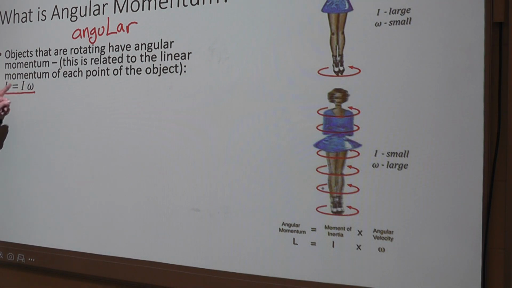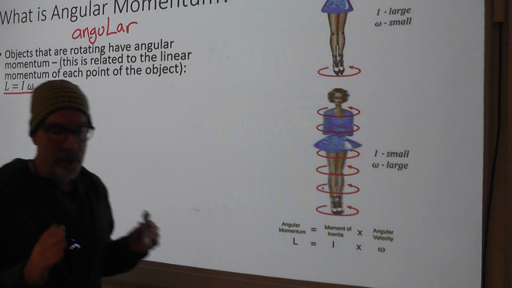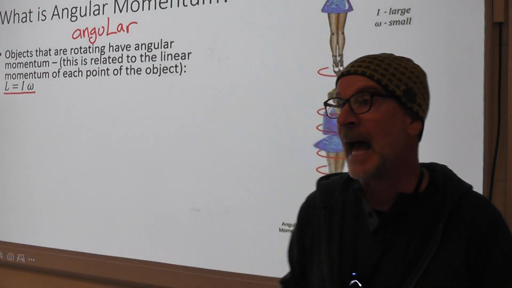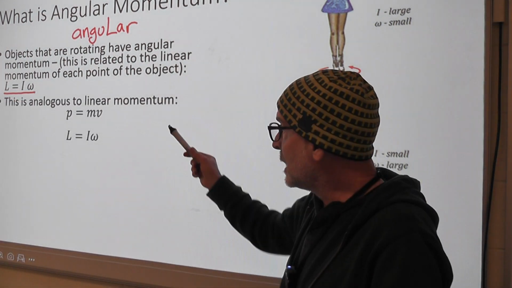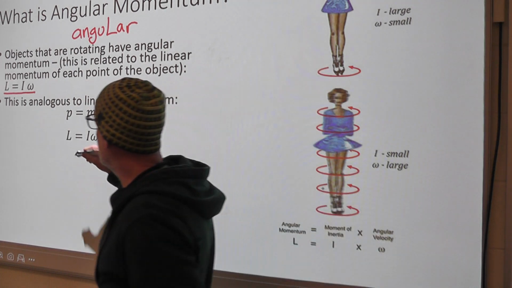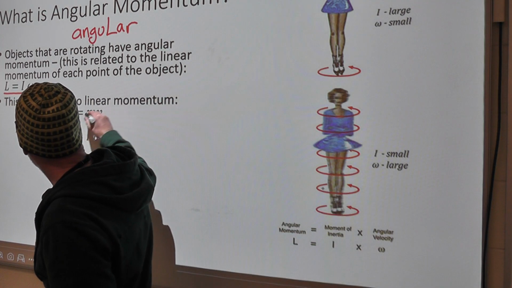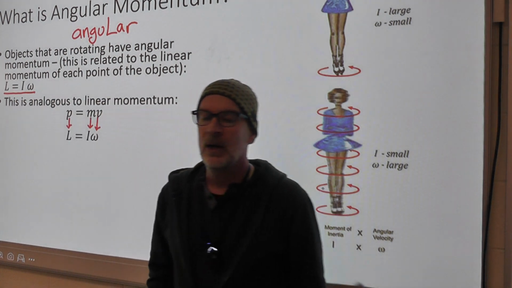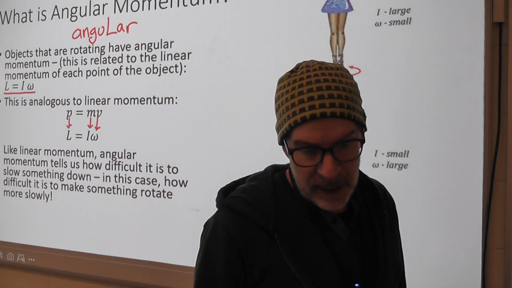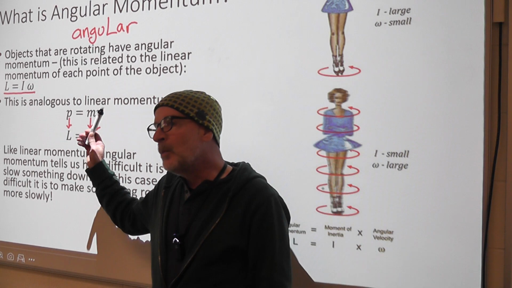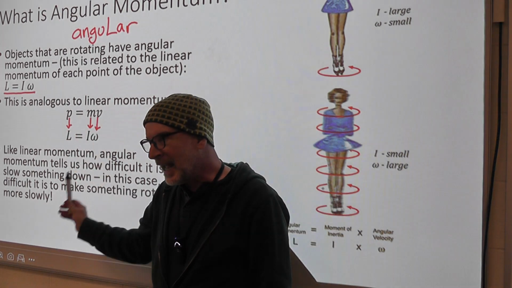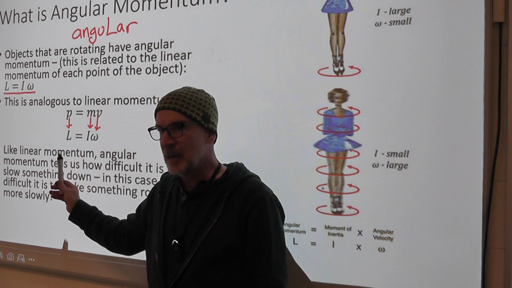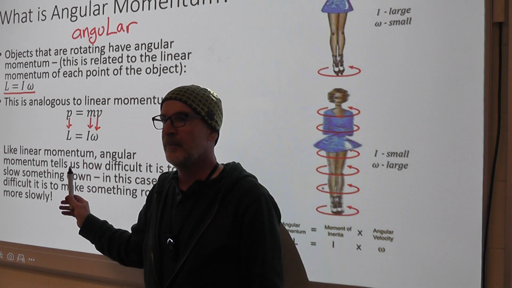And that's going to be equal to I, moment of inertia, times omega, angular velocity. And we'll go into this a little bit more in a second, but that is analogous to our linear momentum equation, which is linear momentum is equal to mass times velocity. What does that mean? It means that we are looking at an analogous conceptual quantity here.